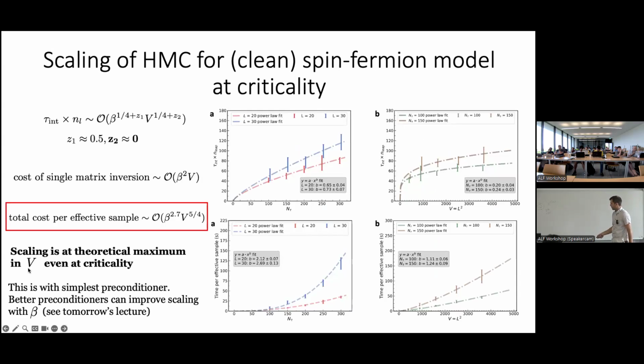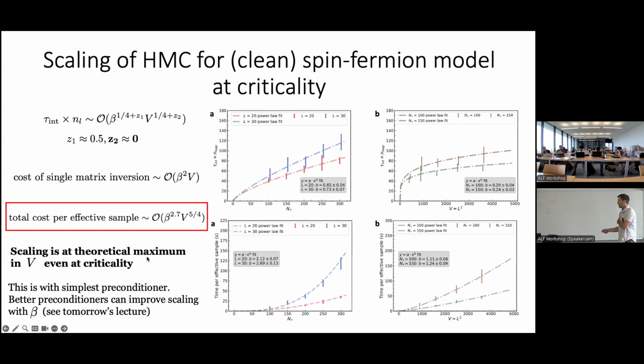And in the other limit, we can go to very large system size. Here I want to point out that the scaling in volume is at the theoretical minimum in V, even at criticality. This is at the critical point. What's promised from HMC, regardless of physics, is that the best case scenario is V to the 5/4. This prediction of HMC does not say anything about the cost of matrix inversion, just about sampling. So here we can achieve that best case scenario in volume.